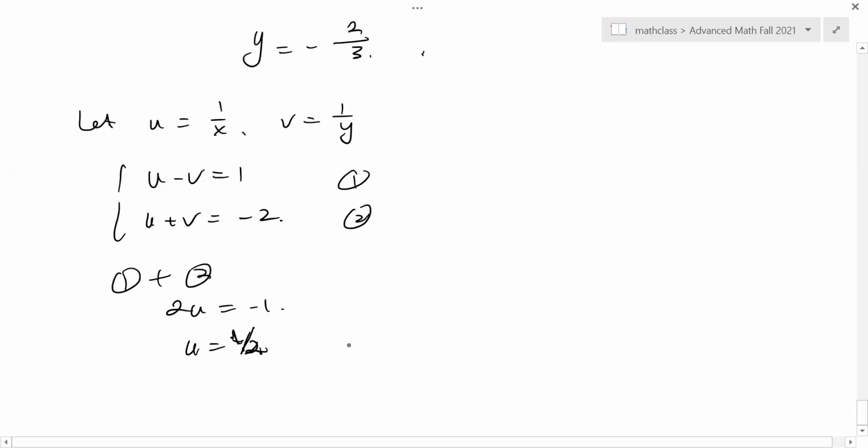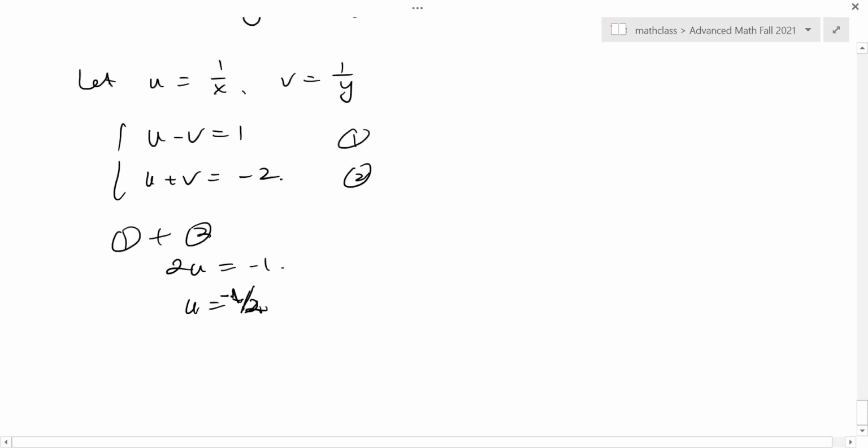Negative 1/2, yeah. Then you can also use the end of the equation. You can also do subtraction here. But let's use the second equation. So v equals negative 2 minus u, negative 2 plus negative 1/2.